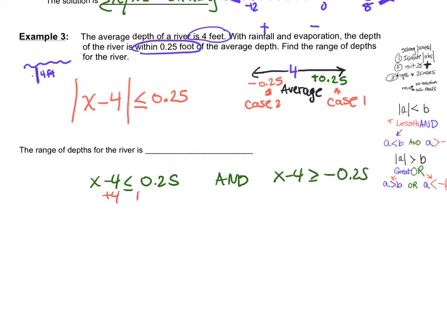Add 4. x has to be less than or equal to 4.25. Add 4. And x has to be greater than or equal to 3.75.